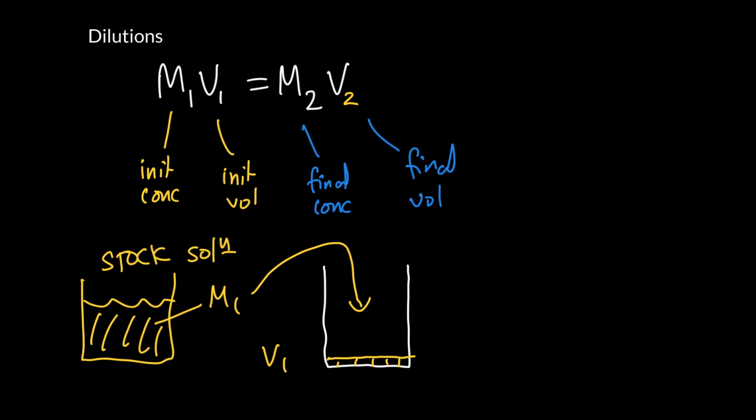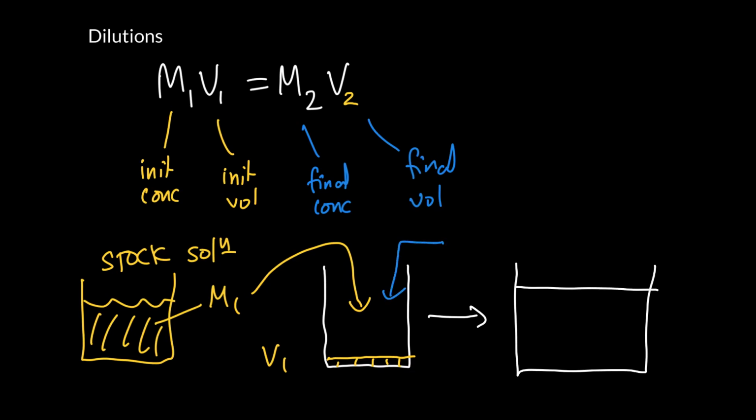All right, now we're going to add some water. So we're going to take this, and we're going to add water, and we're going to bring it up to a new volume. We're going to add water to dilute it. And the final volume now is going to be V2. And the question is, presumably we've added water, so it's not as concentrated as before. What is the new concentration? So this is the name of the game, right?